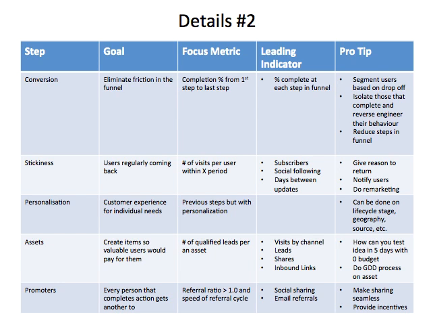The last stage of the hierarchy is the promoter stage, where your goal is that every person that completes a certain action gets another person to do that. So your focus metric is going to be your referral ratio, which you want to be larger than 1, and you also want the speed of the referral cycle to be really high, so people refer people really quickly. Leading indicators here would be social sharing and email referrals. And then pro tips here are obviously to make social sharing and the ability to refer people as seamless as possible, and maybe even provide incentives for them to refer people.